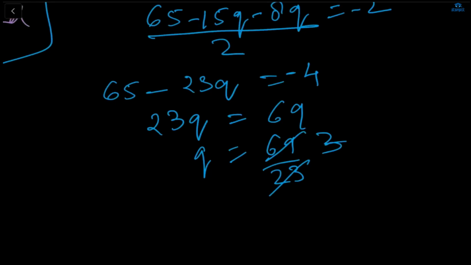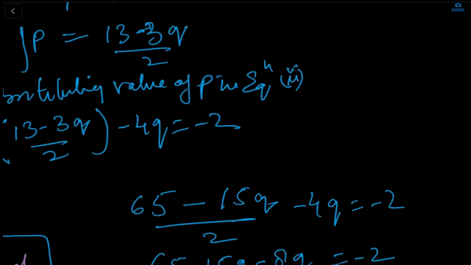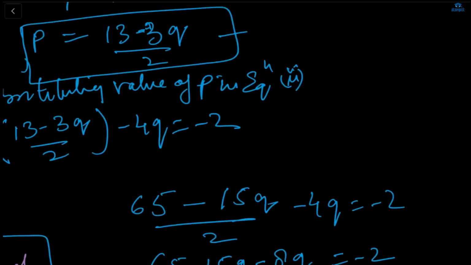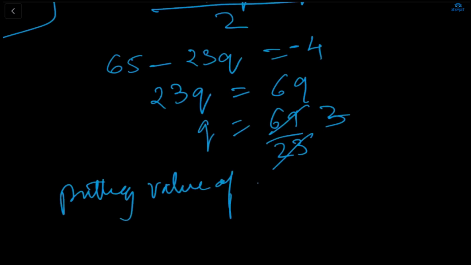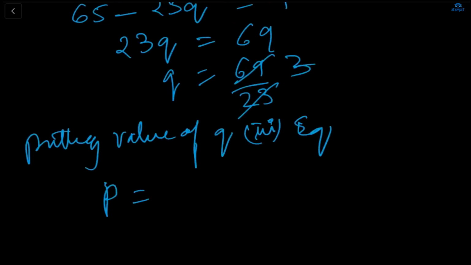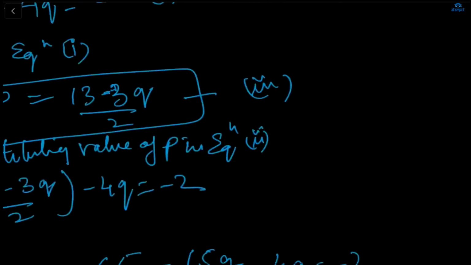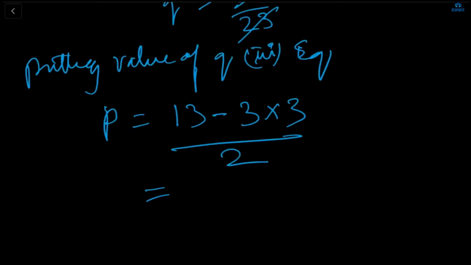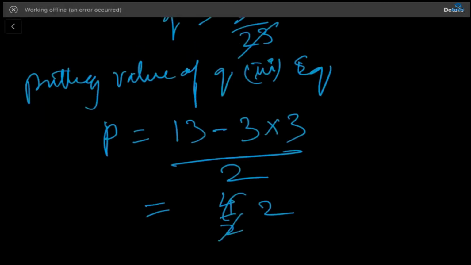Now you can find the value of P by putting it in this equation, from the third equation. Putting the value of Q in the third equation: P is equal to (13 minus 3Q) divided by 2. 3Q means 3 into 3, which is 9. So 13 minus 9 divided by 2, it will be 2. So the P value we have got is 2.